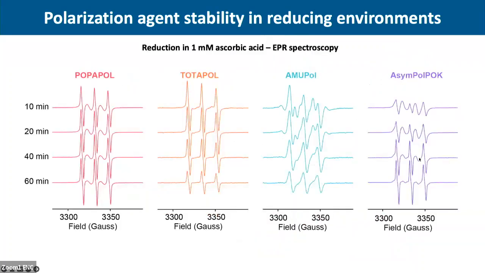Okay, and so here are also the EPR spectra over time, and I just wanted to focus on the asympole POC one, where you can see that at the end, it looks very similar to the popopole one, meaning that the 6-membered ring nitroxide got reduced while the 5-membered ring nitroxide is much more stable under these conditions.